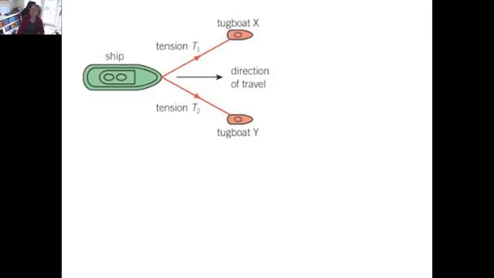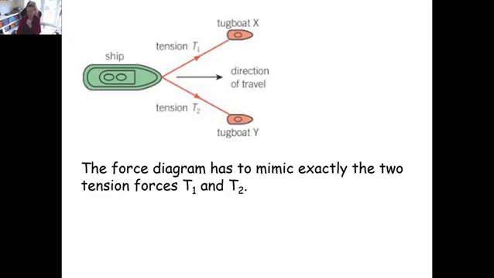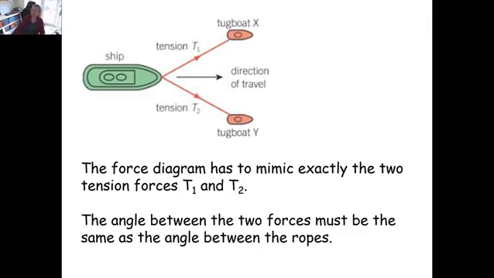Right, so you've got the tensions T1 and T2, and you've got to draw that vector diagram exactly the same way as it's represented in that picture. So your angle between the two forces must be the same as the angle between the ropes. So this is how you would do your vector diagram. You'd need to pick a scale, maybe again 1 centimetre equals 1 Newton, something like that, and you draw your vectors to the exact length, and you also make sure you have the exact angle.